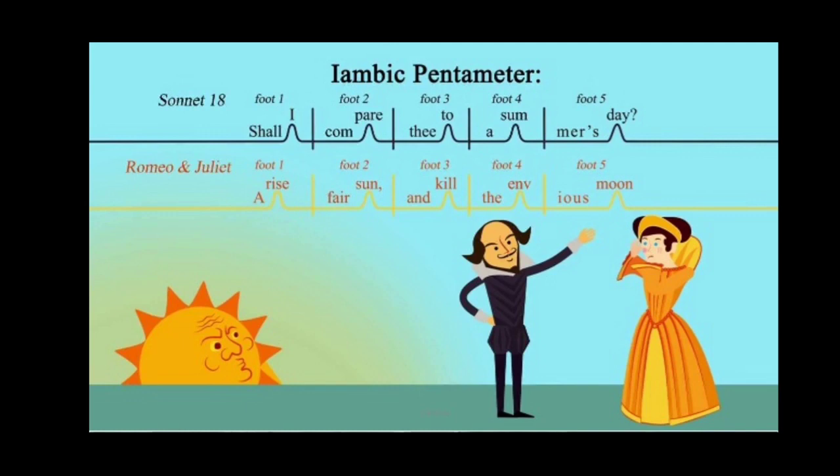Iambic pentameter. An example from sonnet number 18: Shall I compare thee to a summer's day. And another example from Shakespeare's Romeo and Juliet: Arise, fair sun, and kill the envious moon. So, these are examples of iambic pentameter. Okay?